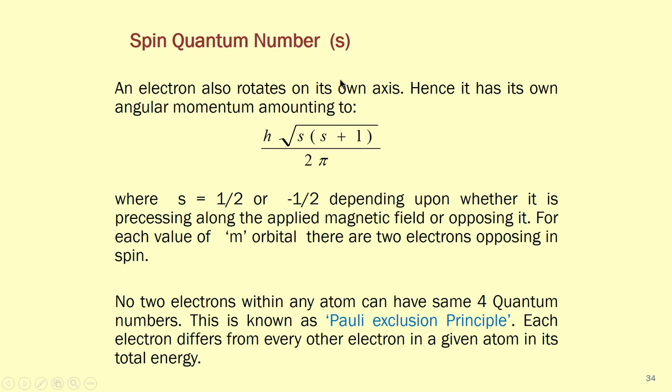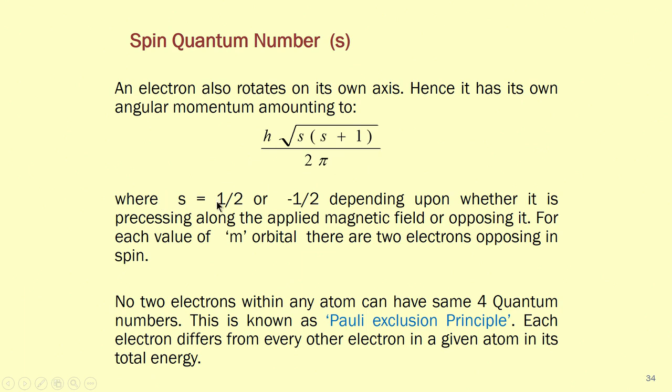due to this spin amounts to an equation defined like this, that is h into square root of s into s plus 1 divided by 2 pi. And this expression is derived from quantum mechanical considerations. We need not worry about how this expression is derived, but you can see that even for orbital angular momentum, it is h into square root of L into L plus 1 divided by 2 pi, almost a similar case.